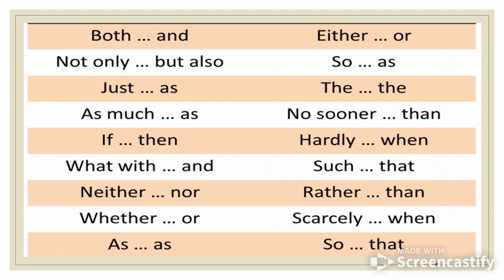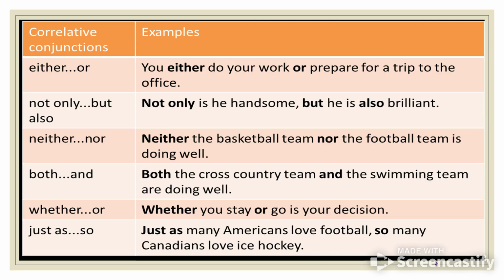So these pairs are both and, not only but also, just as much as, if then, what with and, neither nor, whether or, as so, either or, so as the, no sooner than, hardly when, such that, rather than, scarcely when, so that.